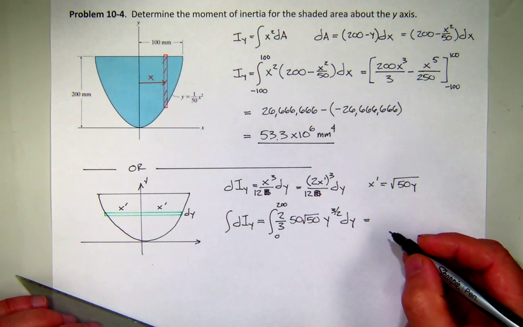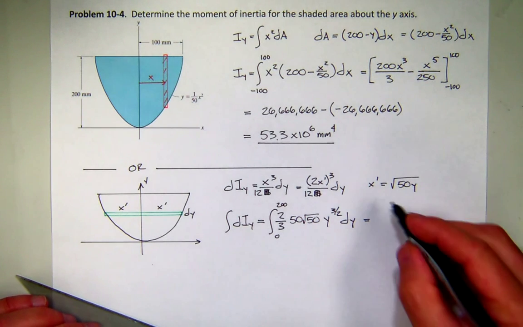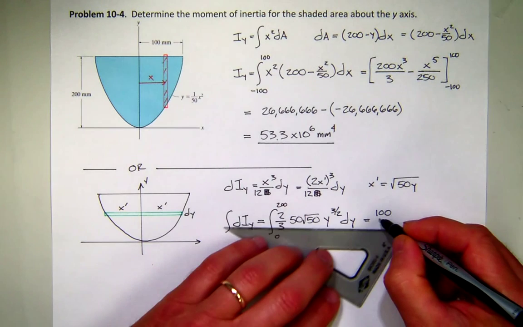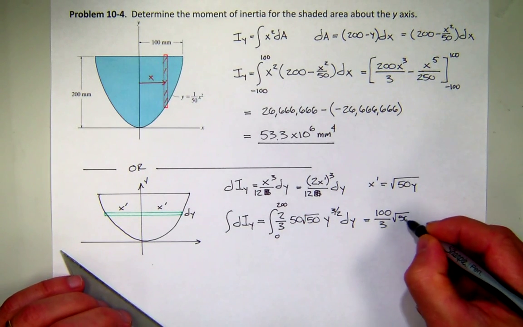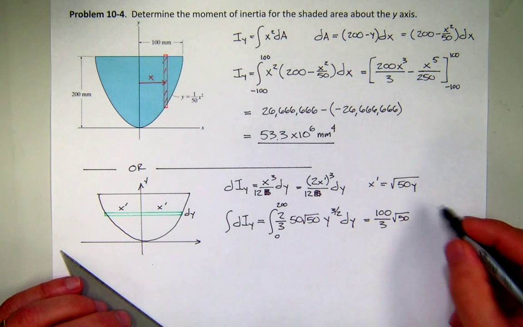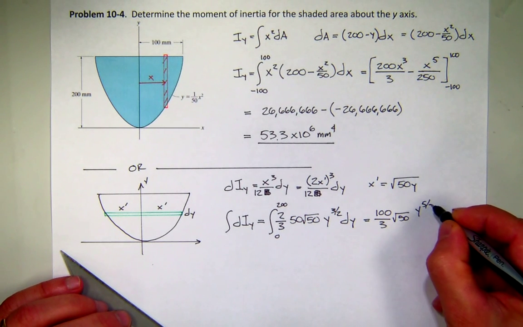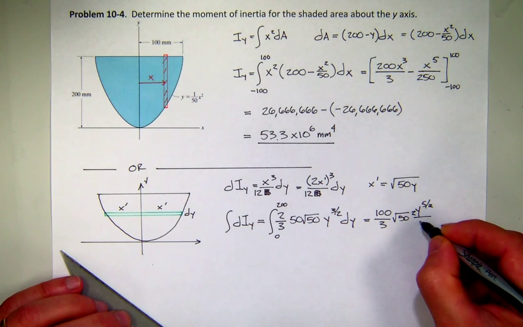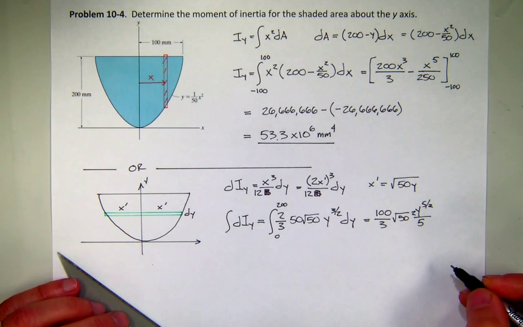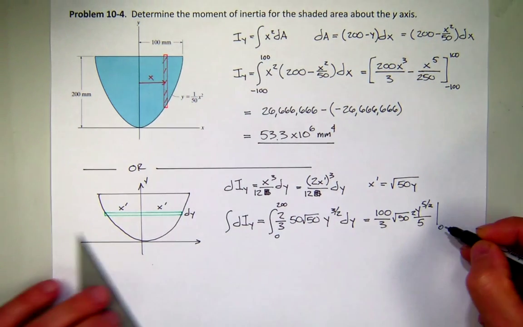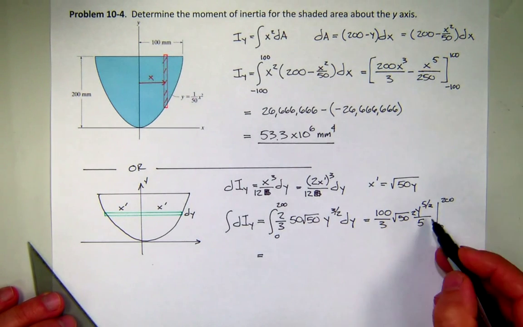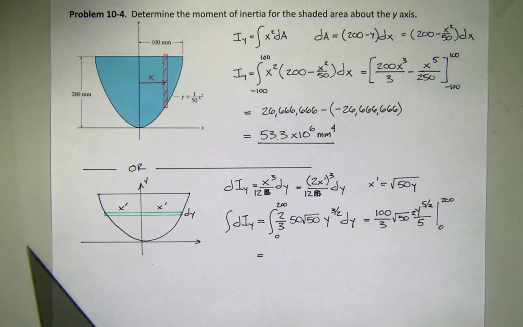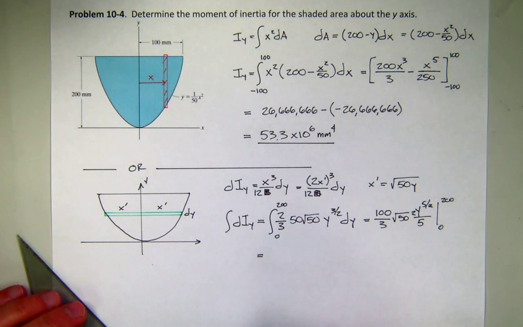So what is that? Let's see. I can combine all that. So that's 100 over 3 times the square root of 50. That's all constant, so I'm left with just this. I can integrate that, so that'll be y to the 5/2 divided by 5/2, and then evaluate all that from 0 to 200. So it looks like a mess. But you put 200 in there and do all that calculation, and believe it or not, you get the same number.